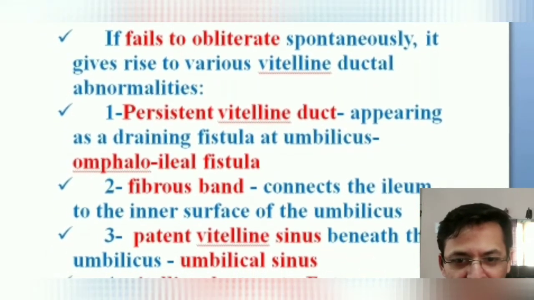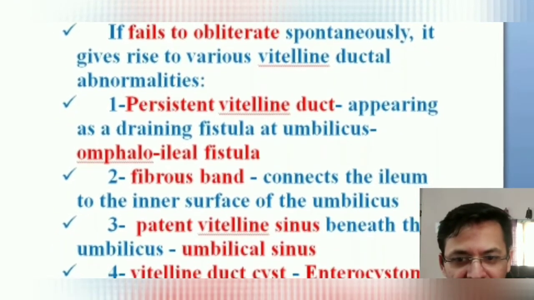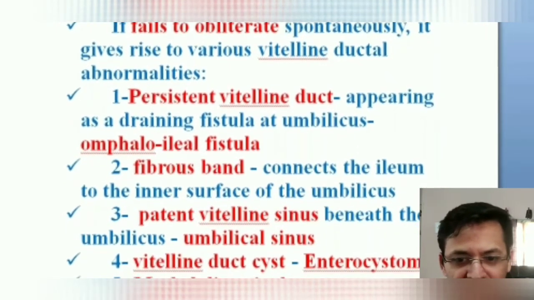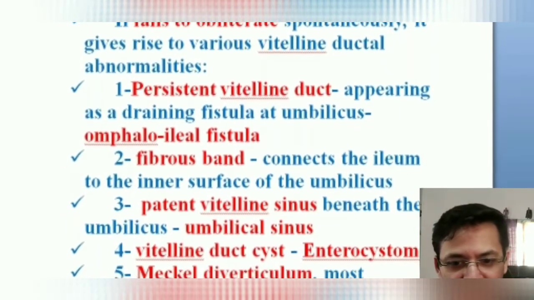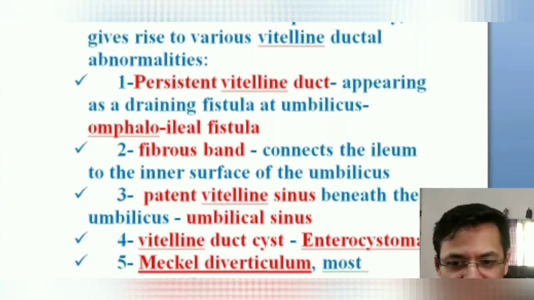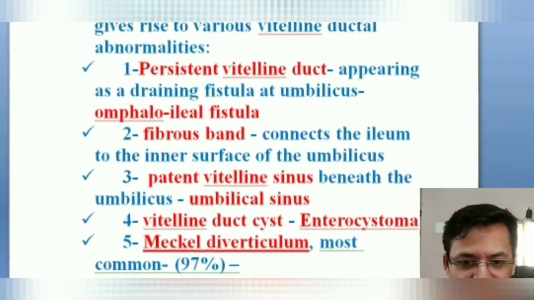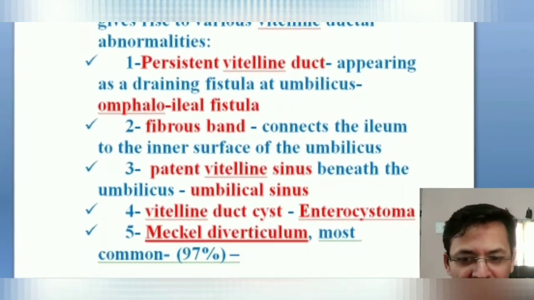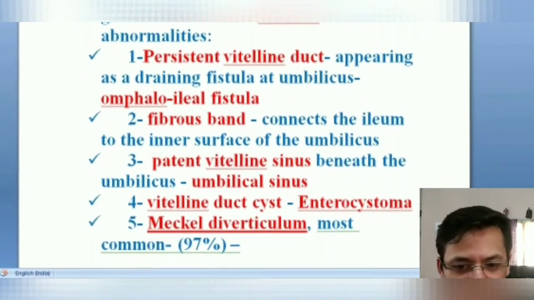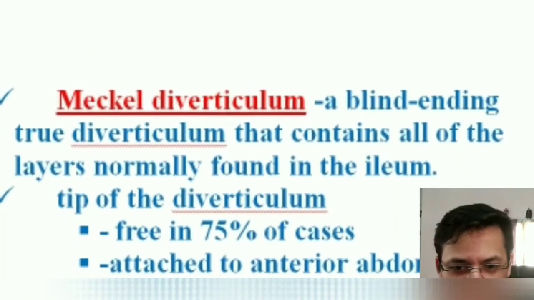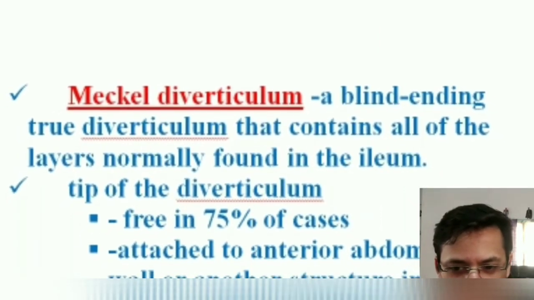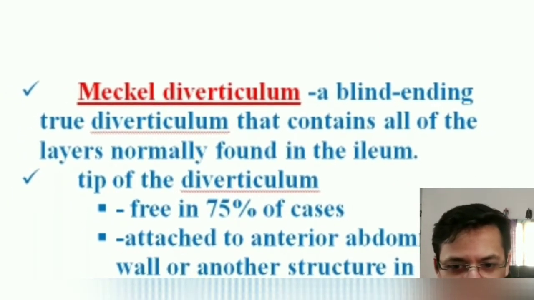We can divide it into 5 types: first, persistent Vitelline duct; second, fibrous band; third, patent Vitelline sinus, also called umbilical sinus; fourth, Vitelline duct cyst, also called enterocystoma; and fifth, Meckel's diverticulum, which is the most common and occurs in 97%. These all 5 types I will explain to you in the diagram.